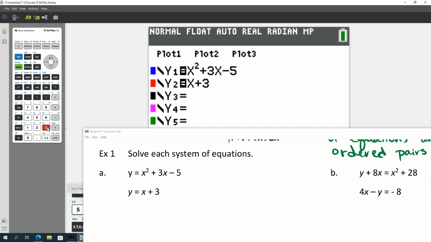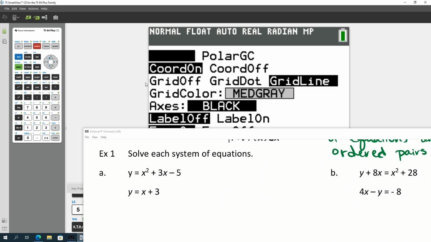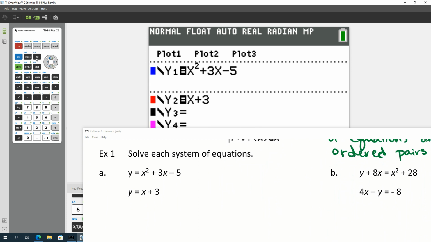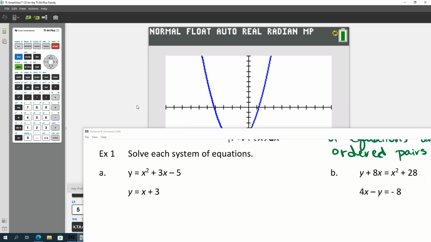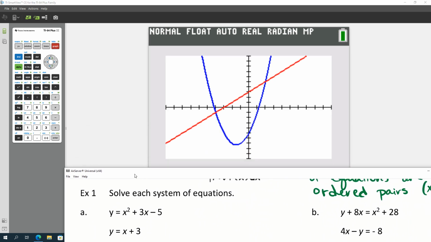All right, I'm going to take something off of my calculator for a second. You don't need to worry about this. Now, I have a little bit of an updated version of the calculator from what you guys have, so you don't have different colors, but that's okay. On yours, you can still see where the parabola and the line cross. And so those are the points we need to find.